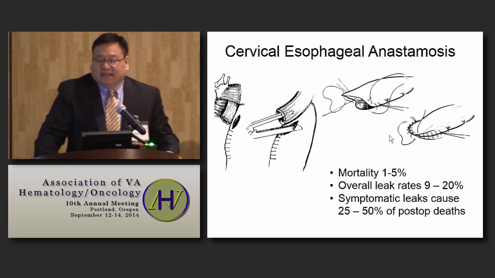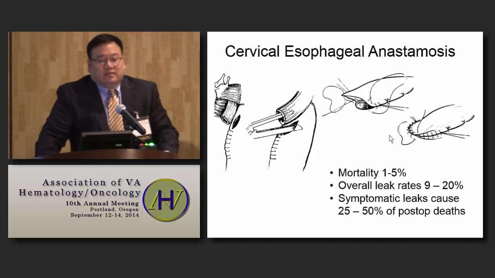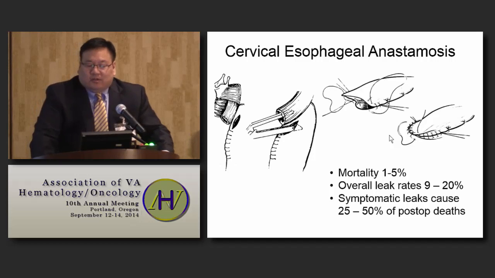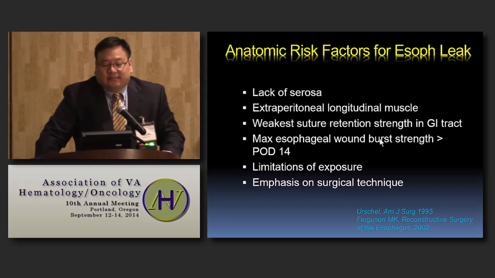With refinements in technique and mostly advances in critical care, we've dropped the mortality of this procedure to less than 5%. Our institutional mortality is less than 3%. Leak rates have been reported earlier as high as 30%. However, most modern series at high volume centers typically describe rates of 9% at the University of Michigan or 20%. Our institutional leak rate is less than 18%. It should be worth noting that anastomotic leaks are a considerable cause of postoperative deaths.